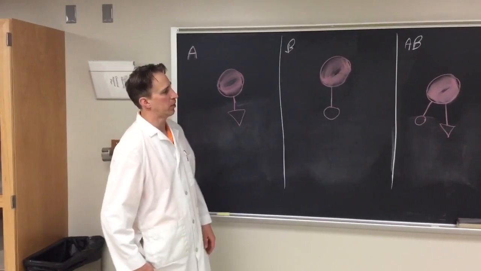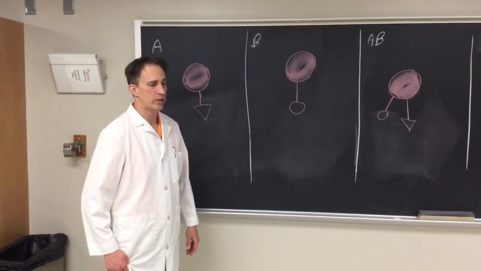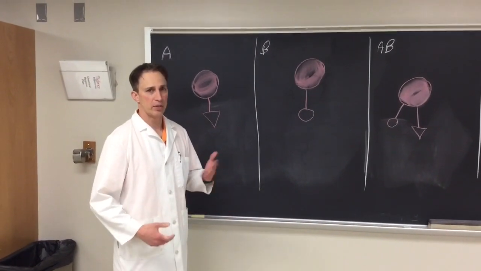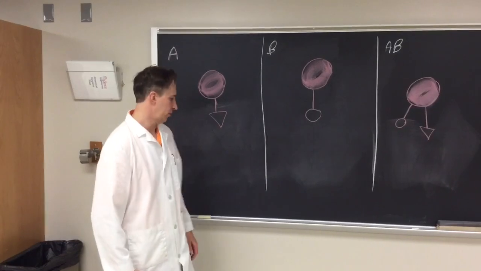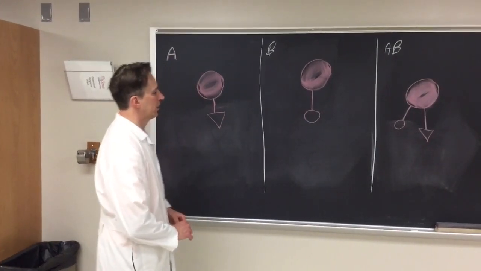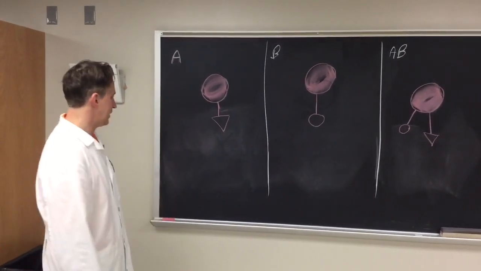There is another one that we're going to talk about called the RH, and you either have it or you don't, and we'll talk about that in just a few minutes. So what do we do in blood typing? We're going to add something called antibodies.